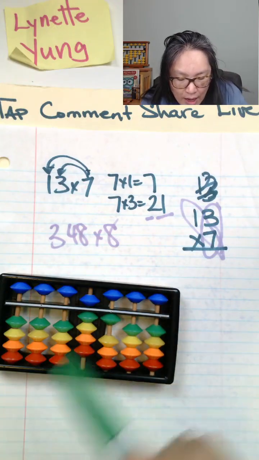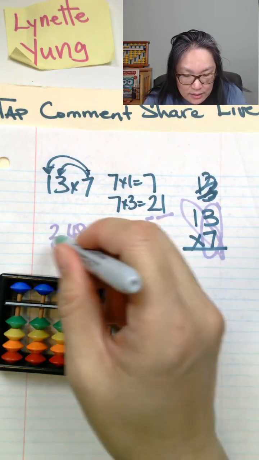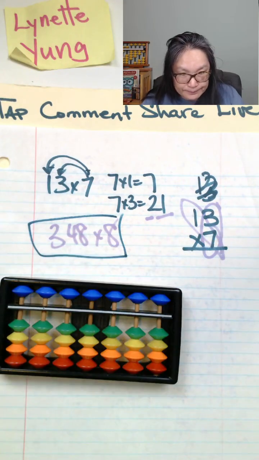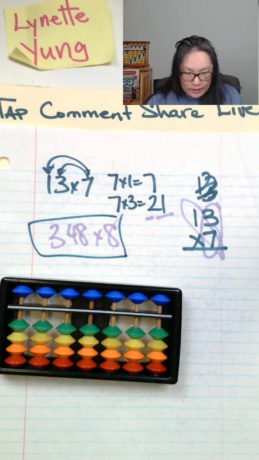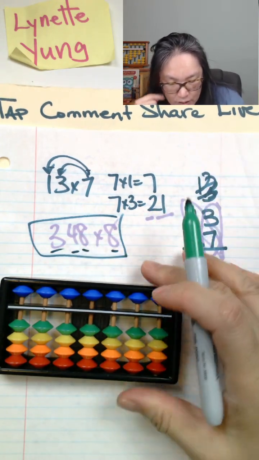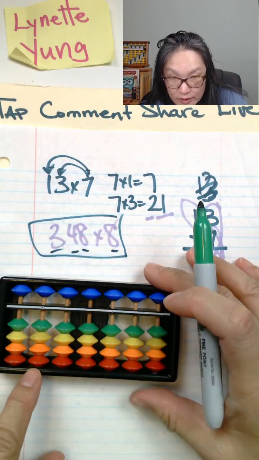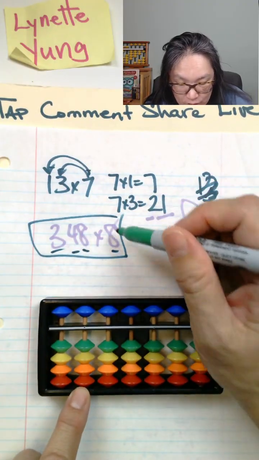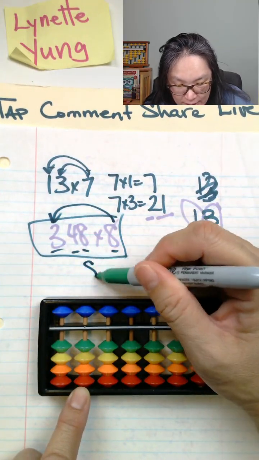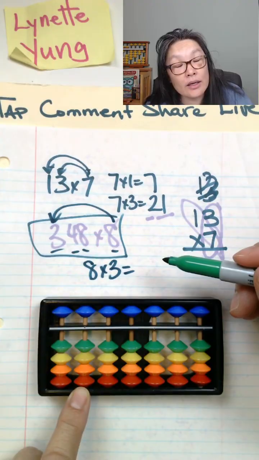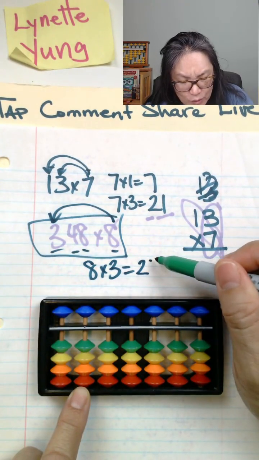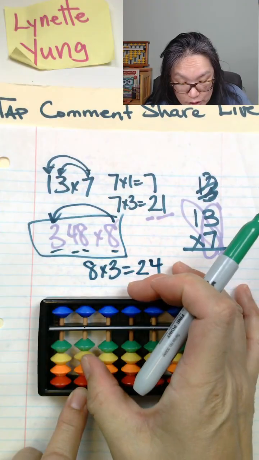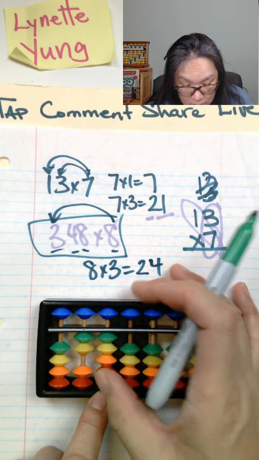So tell me, how many digits do I have in this question? This is my question. I'm going to clear my abacus. How many digits do I have? 4, exactly, because 1, 2, 3, 4. I'm going to start at the thousands. Hopefully you can see that. The first thing I'm going to do is 8 times 3. 8 times 3 is what? 24. Yeah, 24. So I add my 2, and then I add my 4. So I have 24.